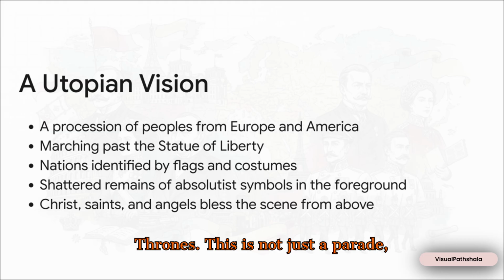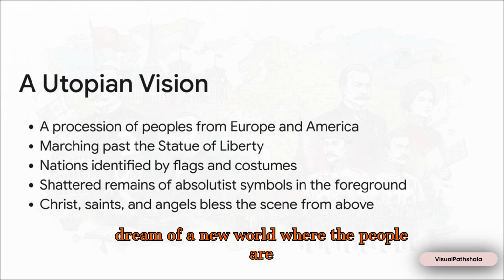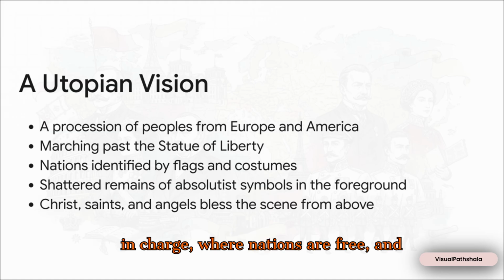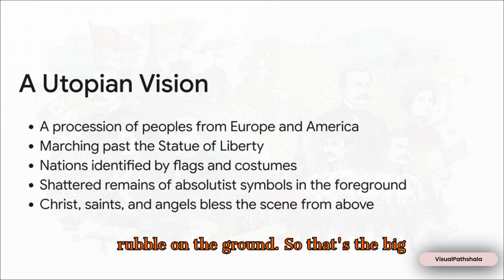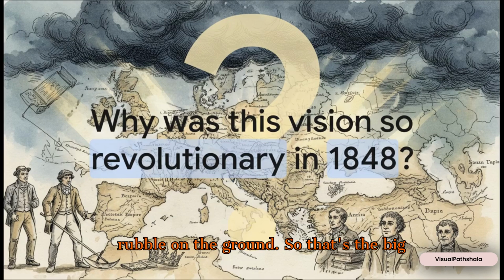This is not just a parade, folks. It's a powerful statement. It's a dream of a new world where the people are in charge, where nations are free, and the old kings and queens, they're just rubble on the ground. So that's the big question, isn't it? Why was this vision so completely revolutionary back in 1848? Well, to really get it, we've got to understand the world it was rebelling against. What did Europe actually look like before this crazy idea of the nation started to catch on?